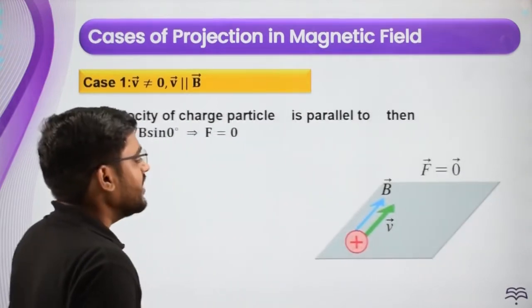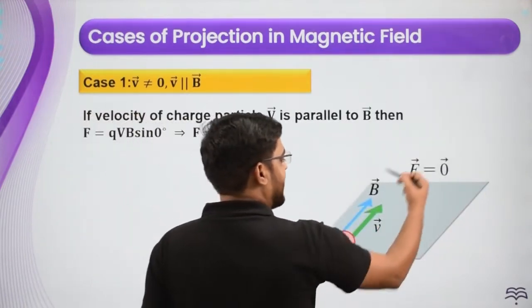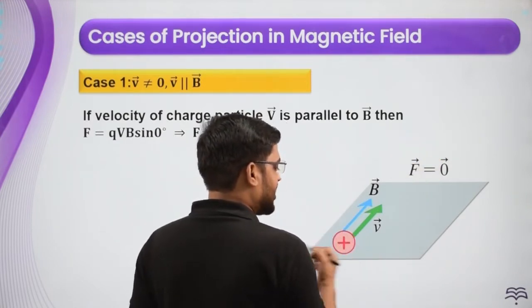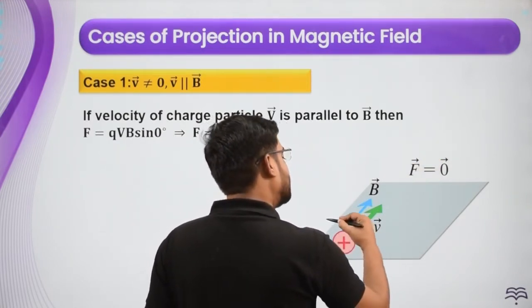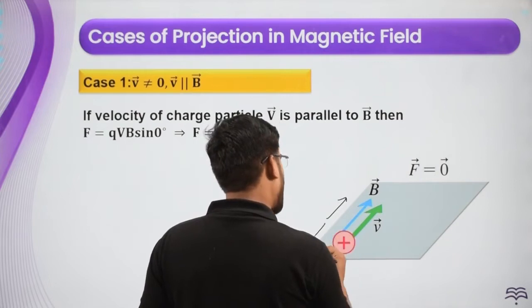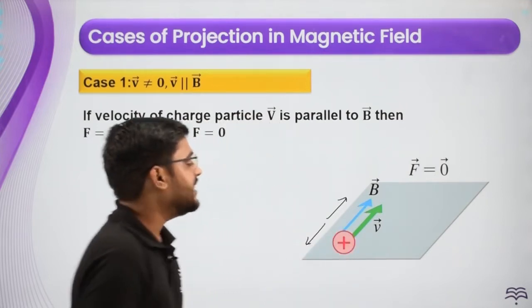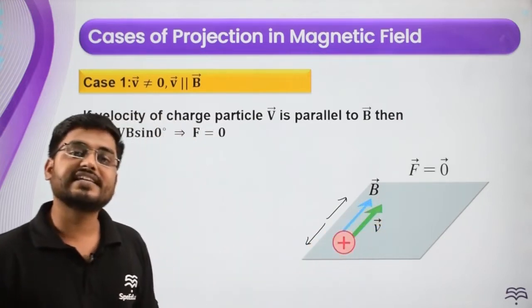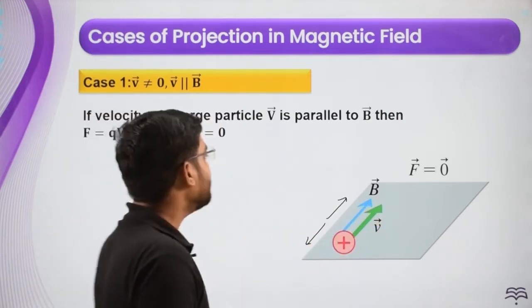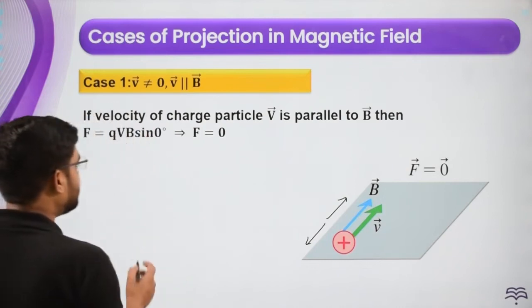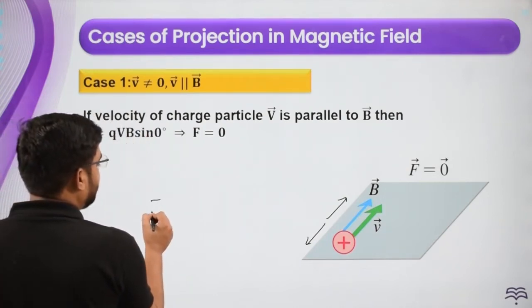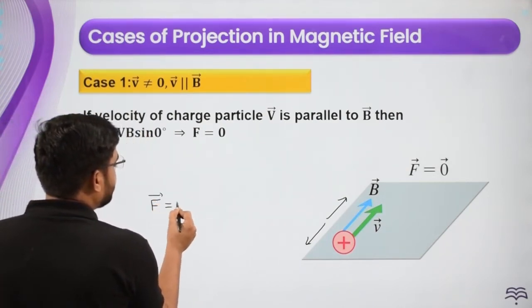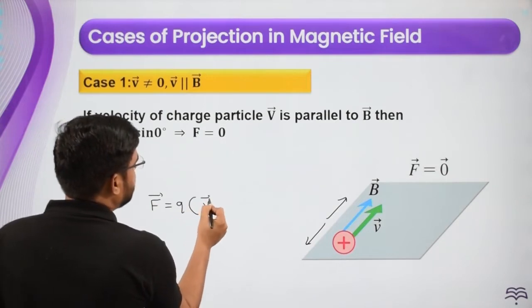We can also say that in this direction, the direction of the magnetic field is there. There is a charged particle which can move either along the magnetic field or opposite to the magnetic field. In both cases, the angle between the B vector and V vector is either 0 or 180 degrees. So if that happens, we know that the magnetic force is nothing but Q V cross B.